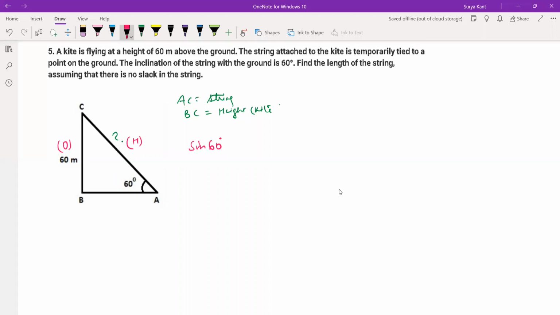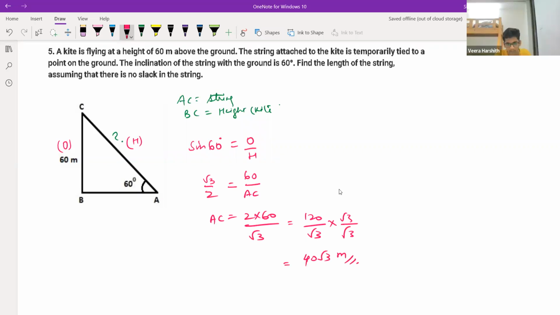Sine 60 is nothing but O by H. So root 3 by 2 is equal to 60 by AC. So AC is equal to 2 into 60 by root 3, so 120 by root 3. You multiply root 3 up and down. So 40 root 3 is the correct answer.